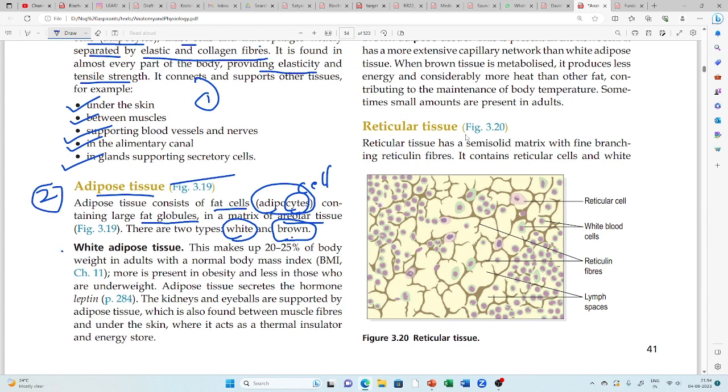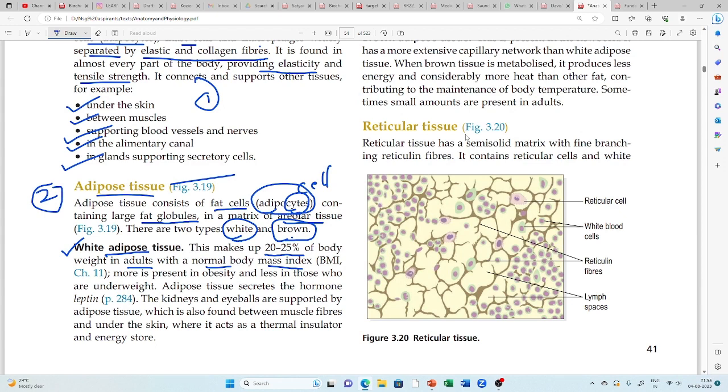First we will see white adipose tissue. White adipose tissue makes up 20 to 25% of body weight in an adult with a normal body mass index. In a normal adult body, 20 to 25% of body weight is made by whom? White adipose tissue. Adipose tissue is mainly two types, white and brown. White adipose tissue itself makes 20 to 25% of body weight.